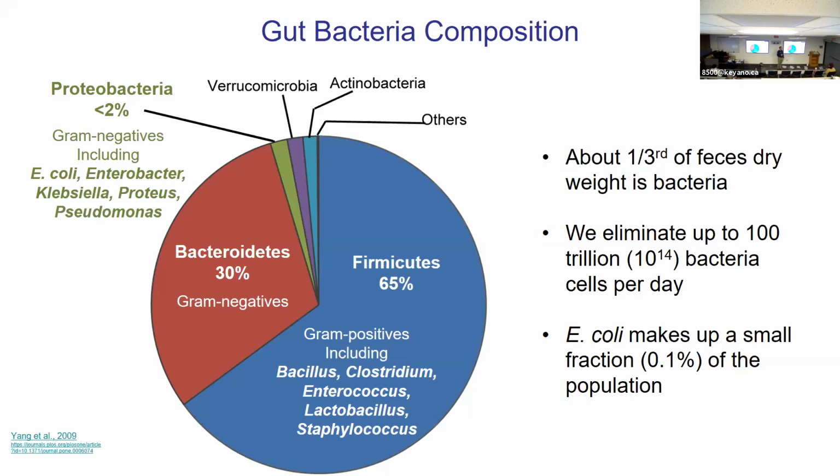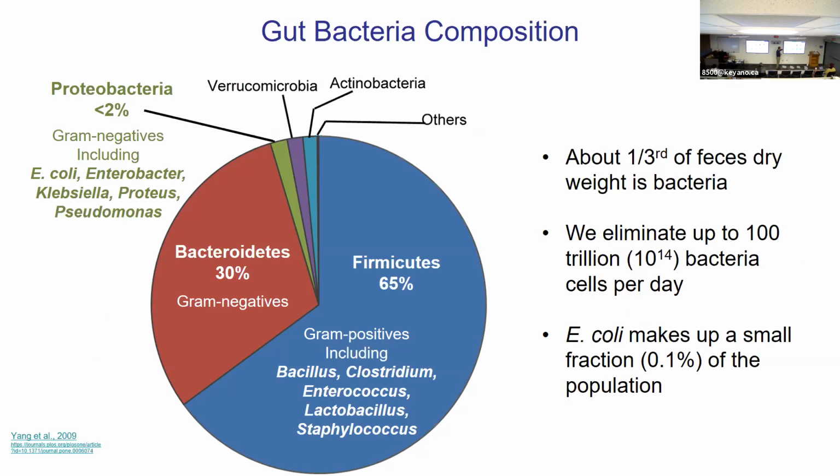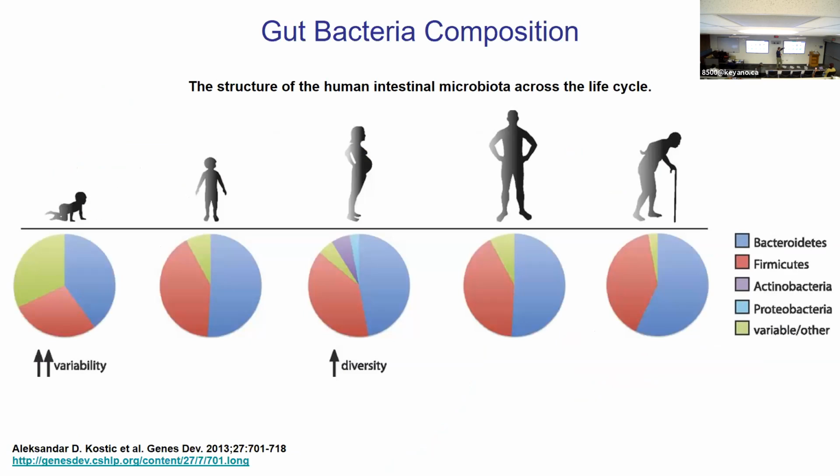So this is just another profile showing the gut composition as people age. What were those green ones? The green ones are the proteobacteria, so that includes the gram-negatives like E. coli, and you can see they are huge. A wedge of this as a baby, and that wedge gets a little bit smaller as people age. I don't really know the whole mechanism behind that. Part of it is diet, part of it is just aging of the body, and those kinds of things.